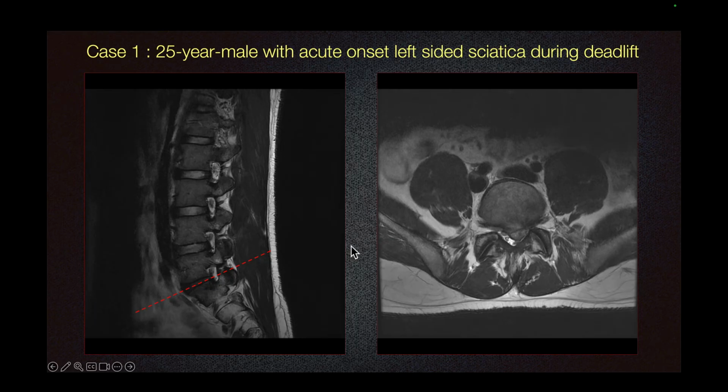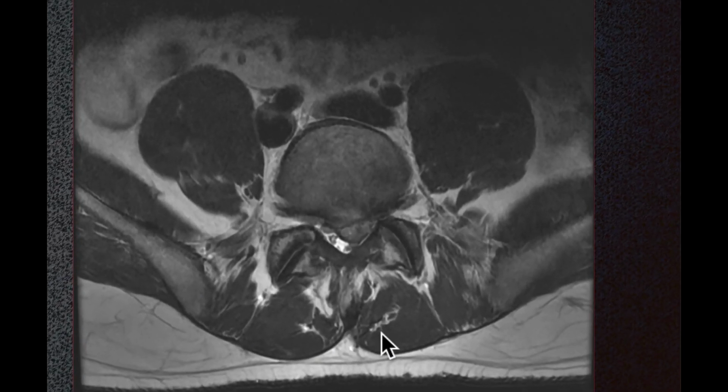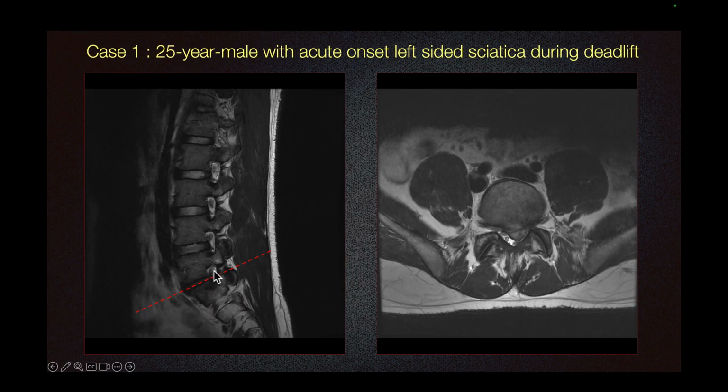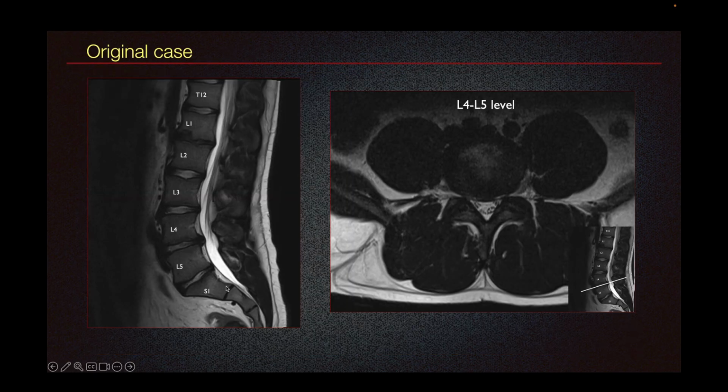MRI can help us identify when nerve roots are displaced or compressed. This dotted line shows where the image on the right is taken, and we can see that this herniated disc compresses and displaces the nerve root which is traversing down, whereas the L5 nerve root at this level has exited already. Now let's go back to our original case.